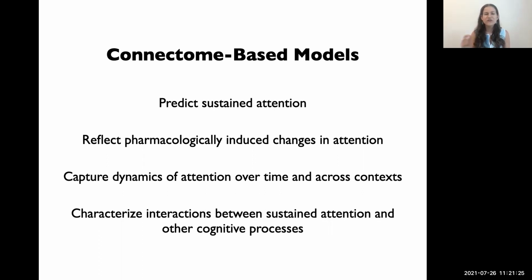And finally, I'll show some evidence that we can use these approaches to characterize not only sustained attention, but interactions between sustained attention and other cognitive processes like memory.